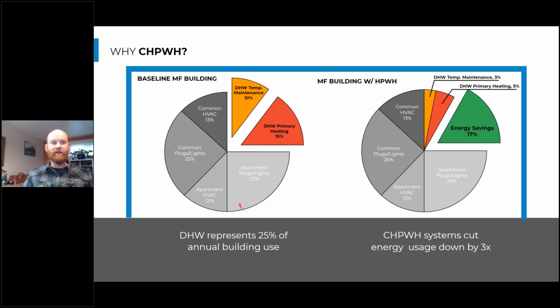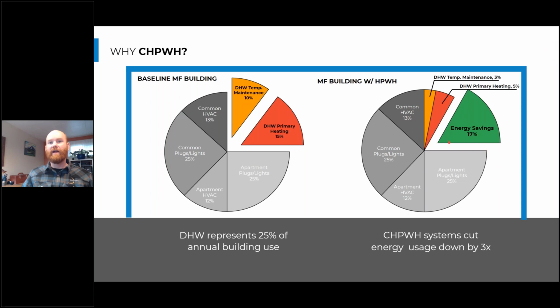The other areas that we're putting energy into over the course of the year are our apartment lights and plugs, apartment HVAC system, our common plugs and lights, and our common HVAC, that's the garage exhaust system, our building ventilation system, and so forth. But we're focused really on this domestic water heating piece of the pie here today, because it's 25%. And if we implement a heat pump water heater, which is what this pie chart on the right demonstrates, we can dramatically reduce those two loads and save about 17% over the course of a year.